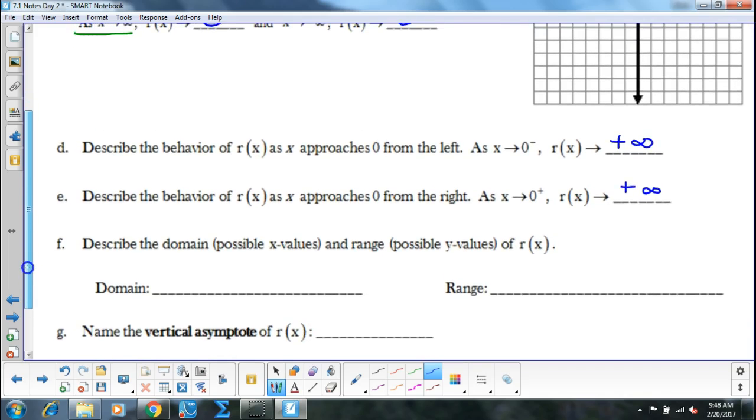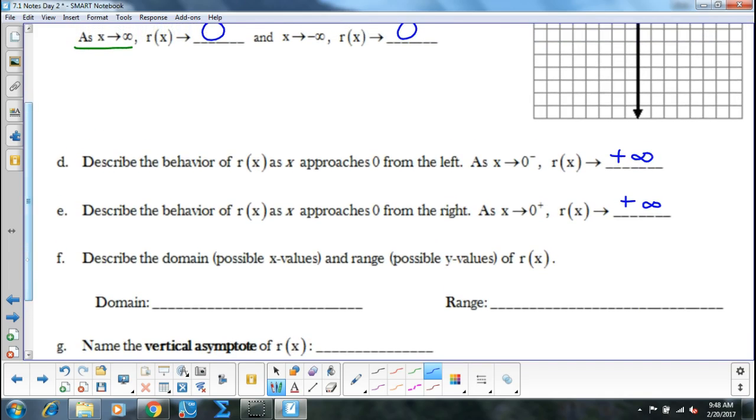Describe the domain of our function. All real numbers, right? Okay. Do we have any restrictions in the domain? X cannot equal 0. X cannot equal 0. Any other ones?